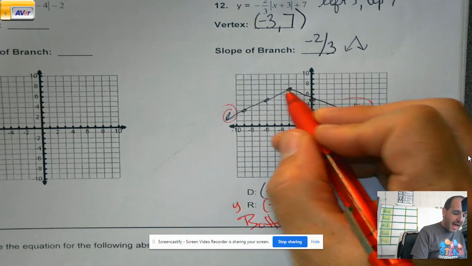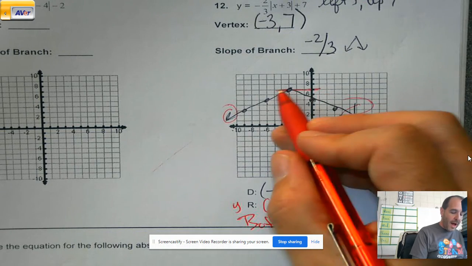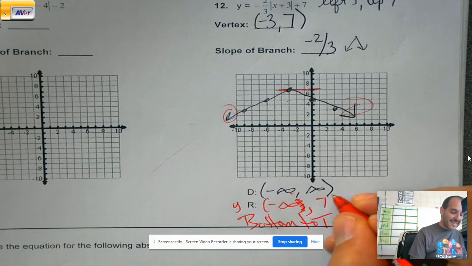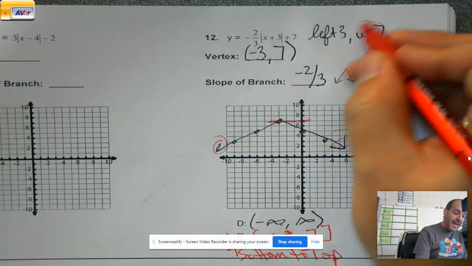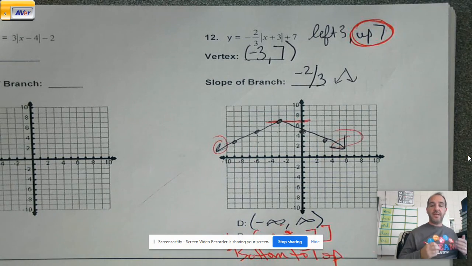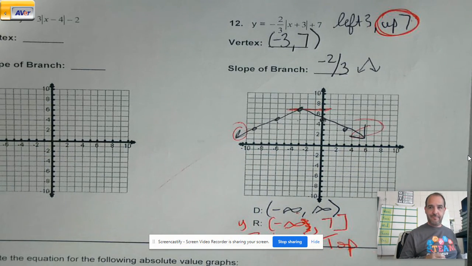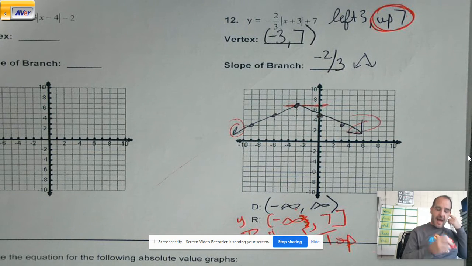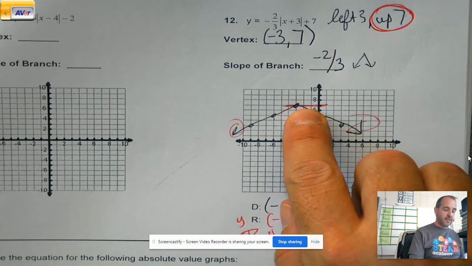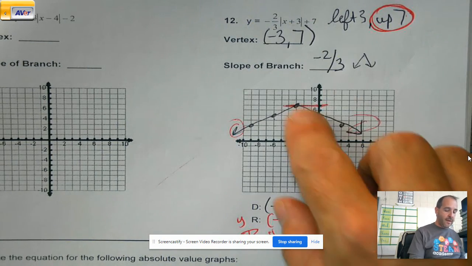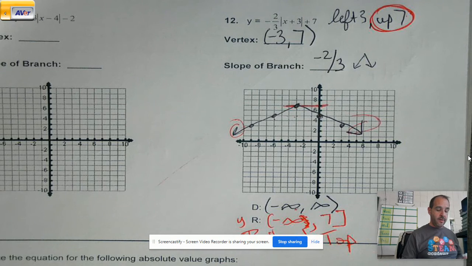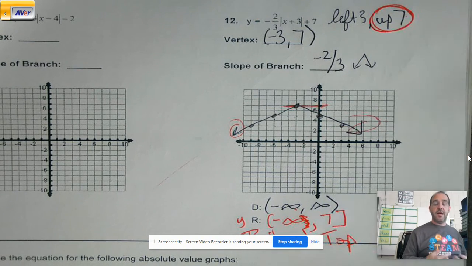Here is my top point. What's the y value? 7. Why? It matches the up-down shift. Okay? We've got to keep working with those. It's the same thing every time. The shifts tell us our vertex. The slope tells us how many to go up or down and over. And any up or down shift tells us what direction we're going.